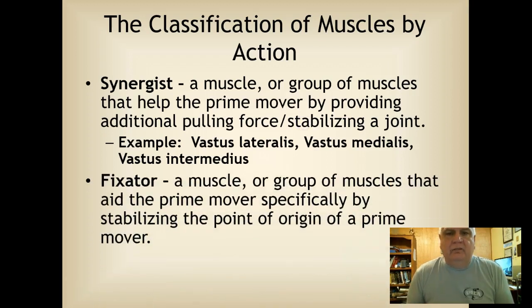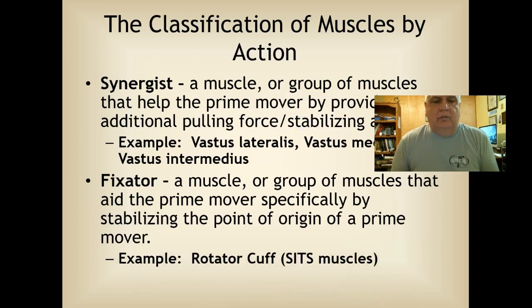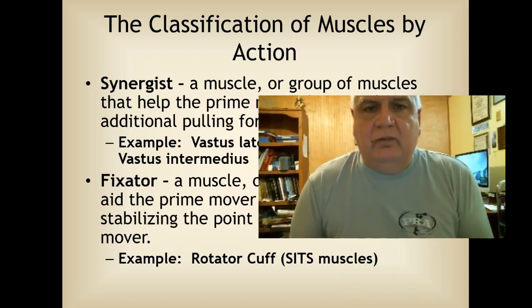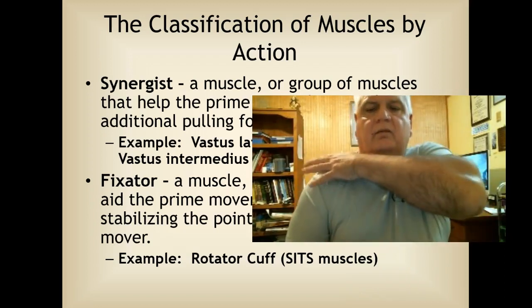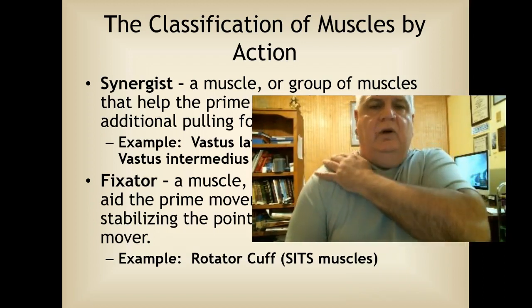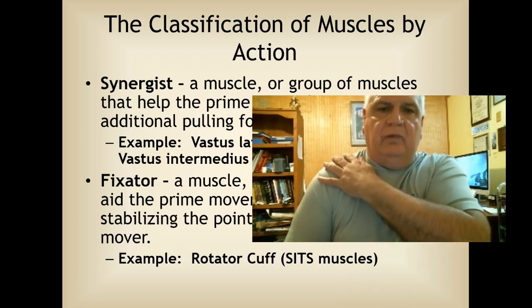Now, the second class we have here are what we call fixators. A fixator is a muscle or group of muscles that aid the prime mover specifically by stabilizing the point of origin of the prime mover. A perfect example of this is the rotator cuff or the SITS muscles. The rotator cuff or SITS muscles are a group of muscles that lie in association with the shoulder underneath the trapezius.